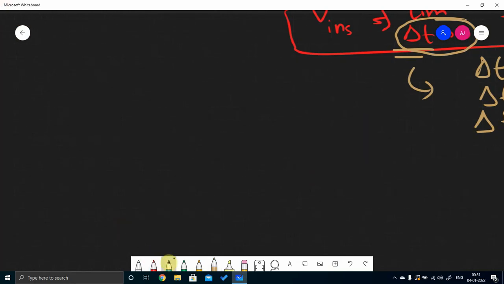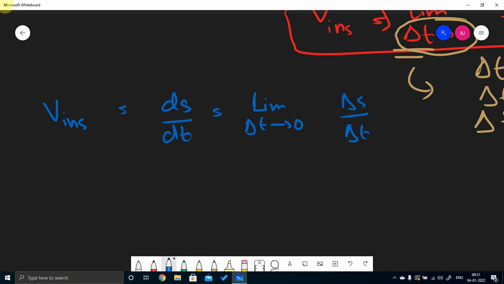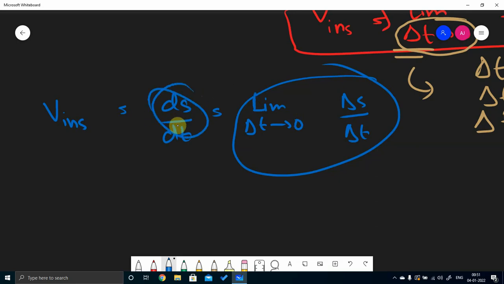Let me show you both the ways. I'll just write it over here. So you can write v instantaneous as either ds by dt, or you can write that as limit delta t tends to 0 of delta s by delta t. So this is basically your average velocity for a very small time period. This is differentiating it with respect to time. Okay, cool. We got it.